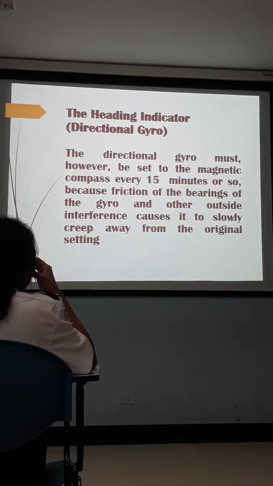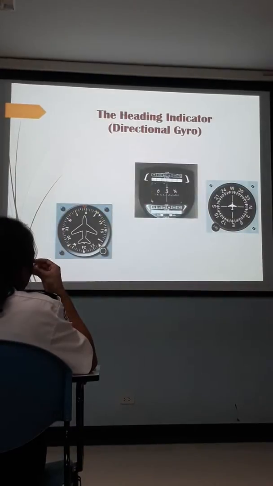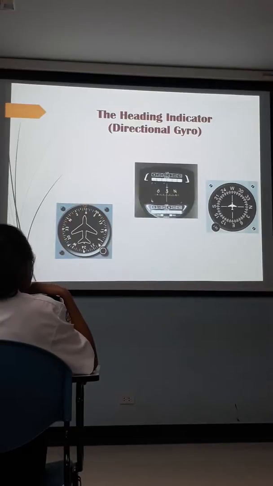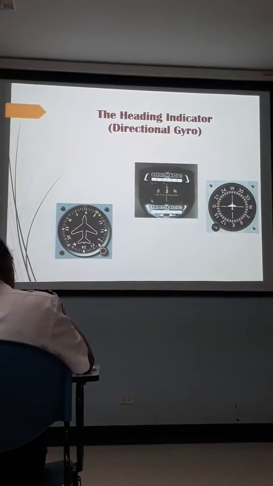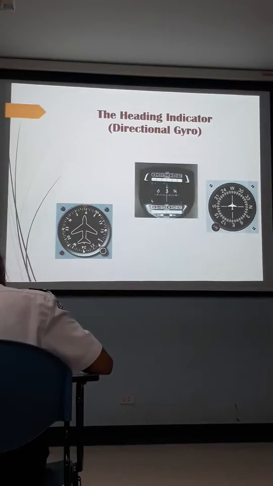Okay, let's summarize. Heading indicator, directional gyro compass, function: tell information about heading of an airplane, and measurement is in degrees. Artificial horizon doesn't have measurement because it tells about the movement. Okay.